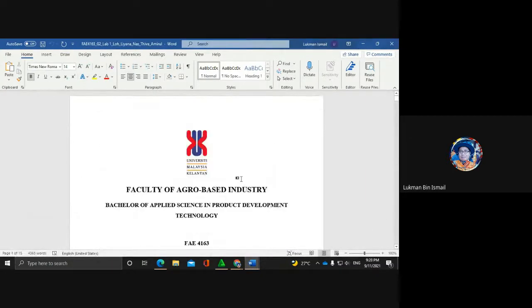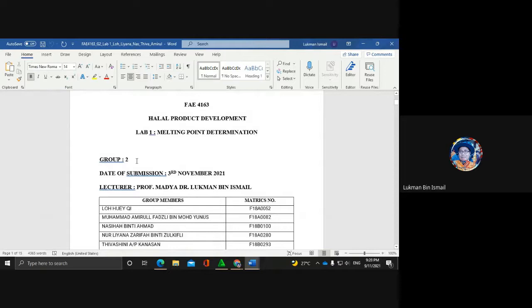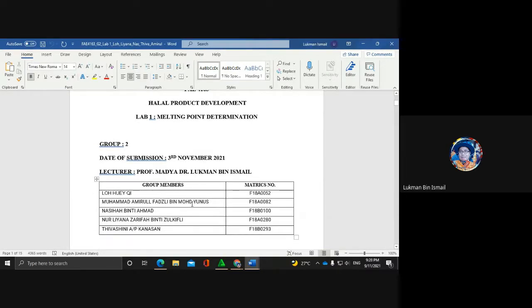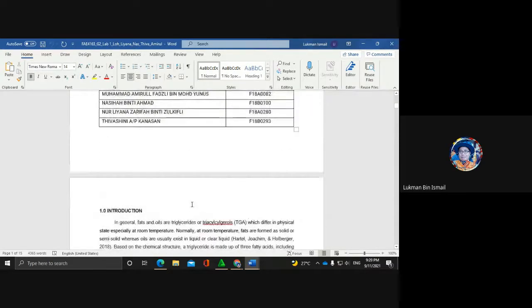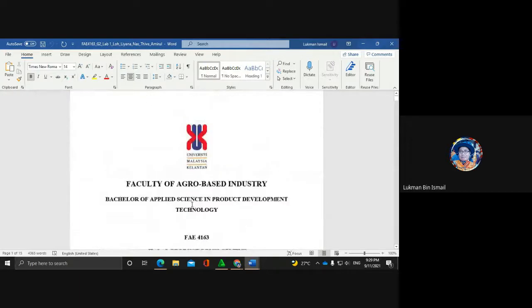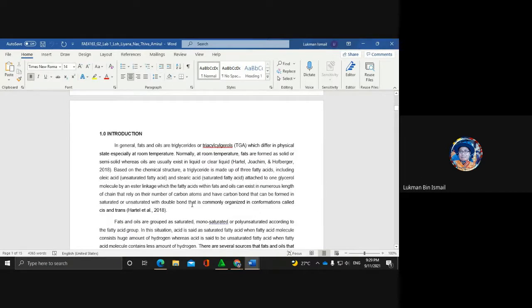So every time you write the front page of your report, make sure that you write the group number, like this: group 2, Loh Wiki, Muhammad Amirul, Nasihah, Nurliana, and Tibashini. Okay, so this group did not provide a table of content. Start with the introduction. You don't have any table of content.